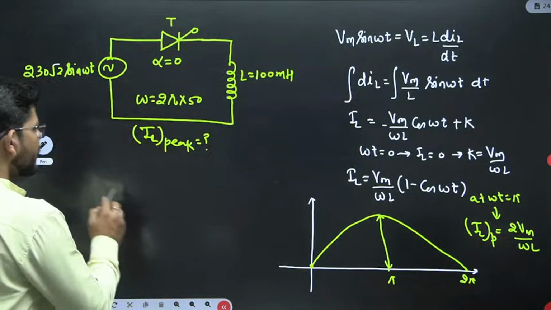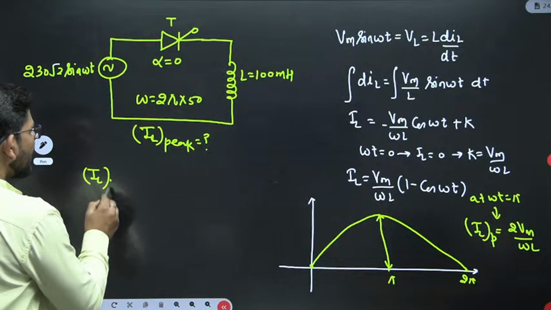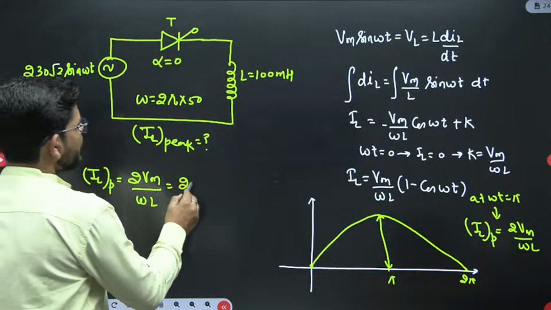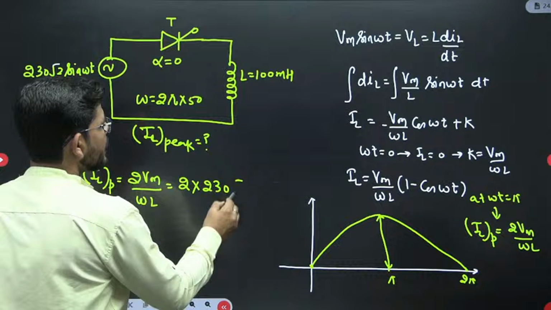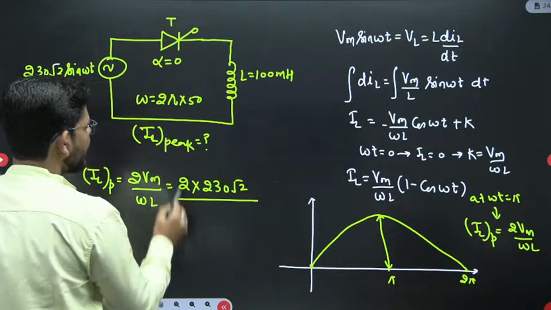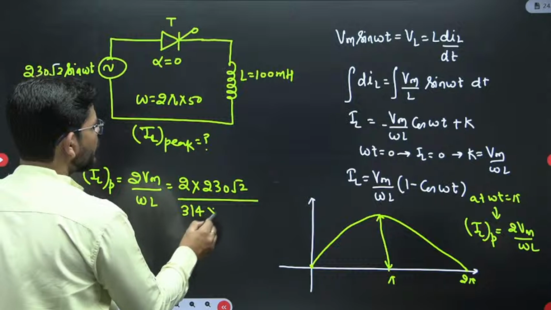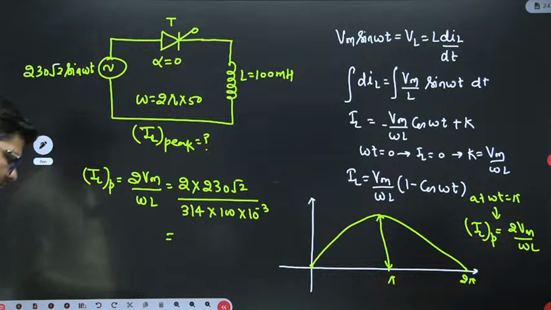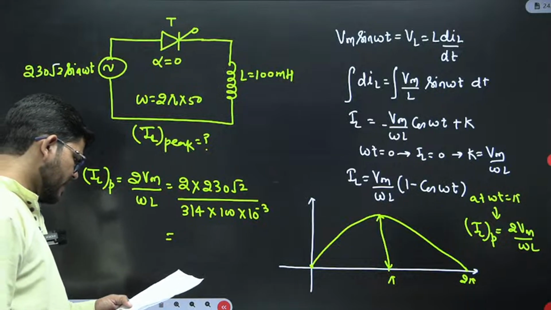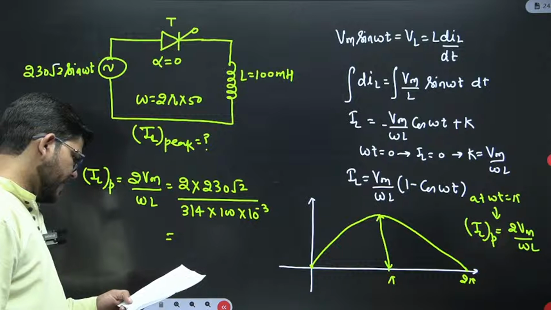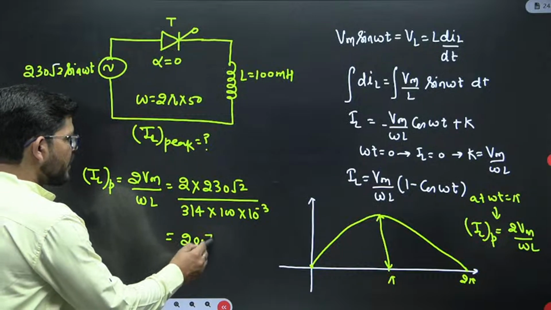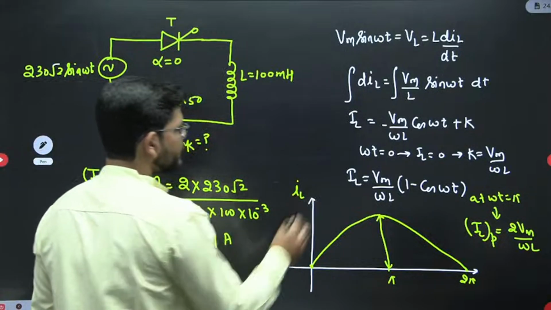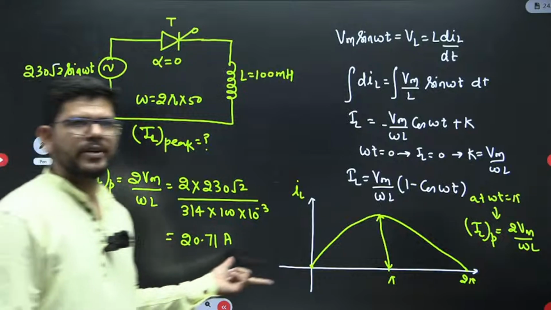It was an MCQ question, and the options were also matching with the answer that we are getting. So twice Vm by omega L. Now twice into what is Vm? Vm is 230 root 2 upon omega. We can write 314 into the L value, which is 100 millihenry. So when you solve it, the answer we were getting is 20.71 amperes, right? And it was matching with the given options. So this is how you could have solved this particular question, okay?